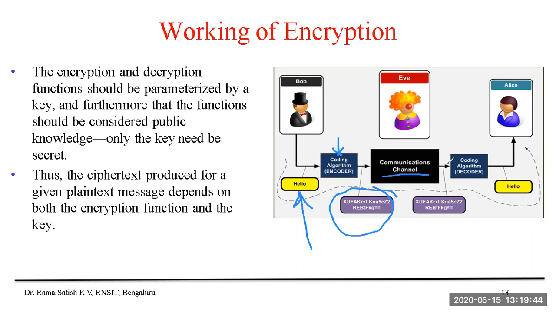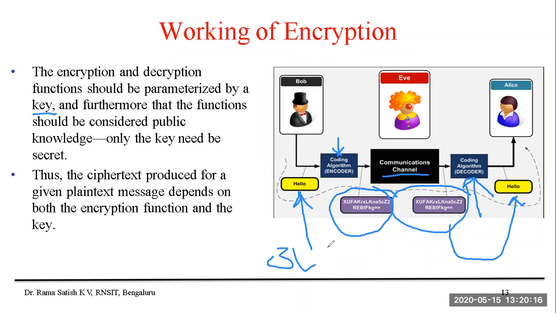Once it is received at the receiver side, what happens again? You use a decoding algorithm. This decoding algorithm will convert the message back to normal text. Once you convert back to normal text, certainly you will get the message. The encryption and decryption are functions parameterized by a key. Key is nothing but, here I said, 31 is my key.